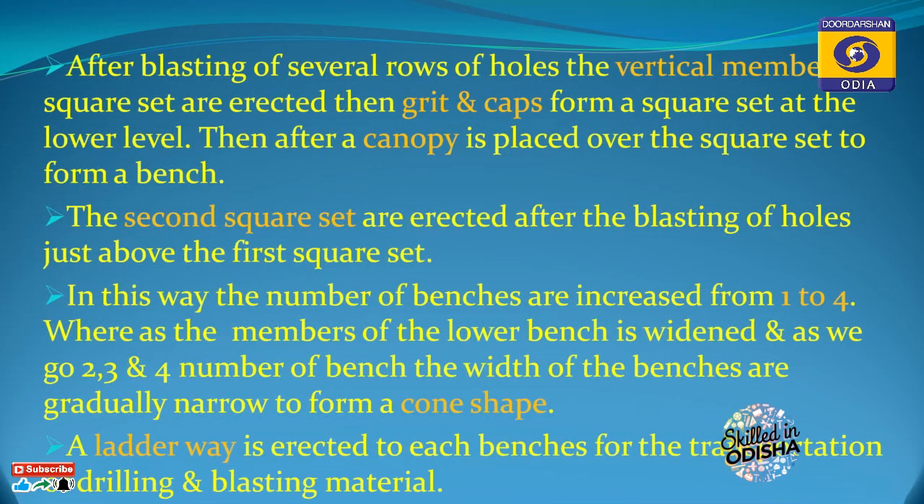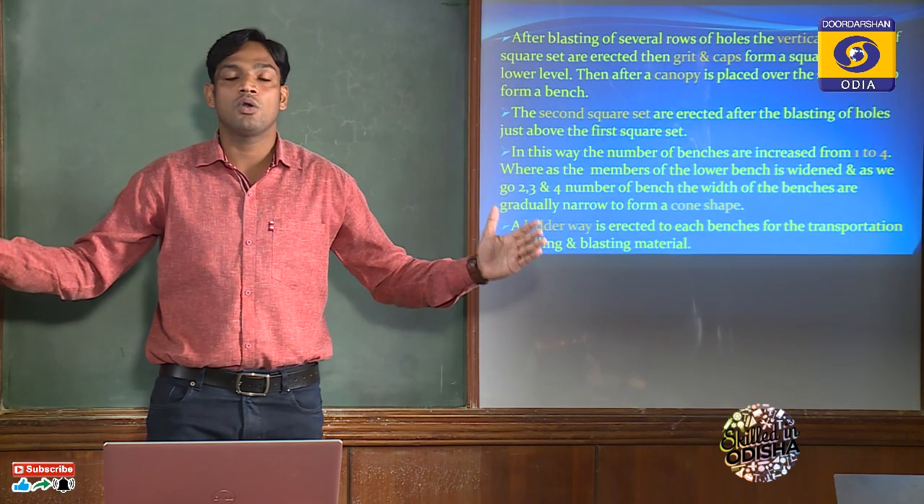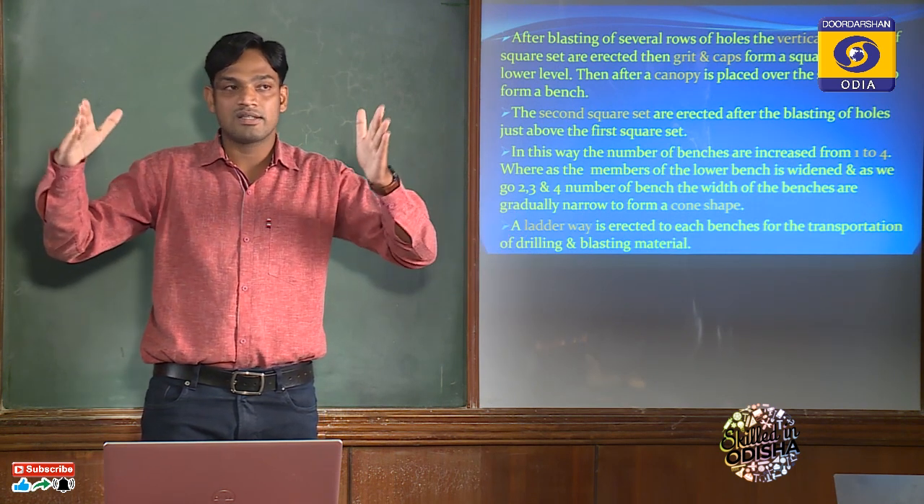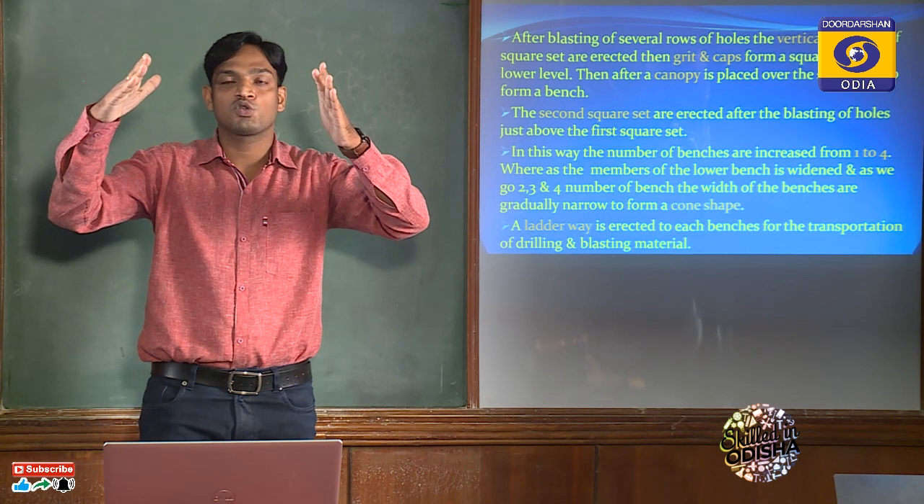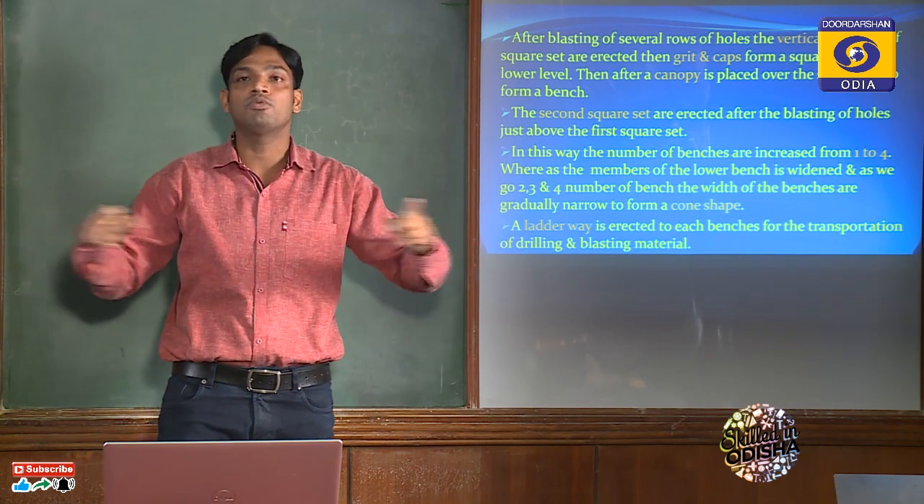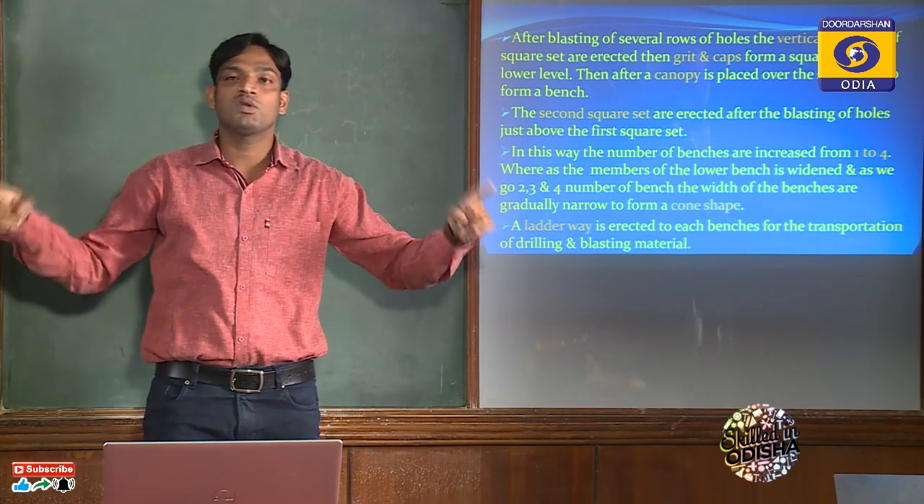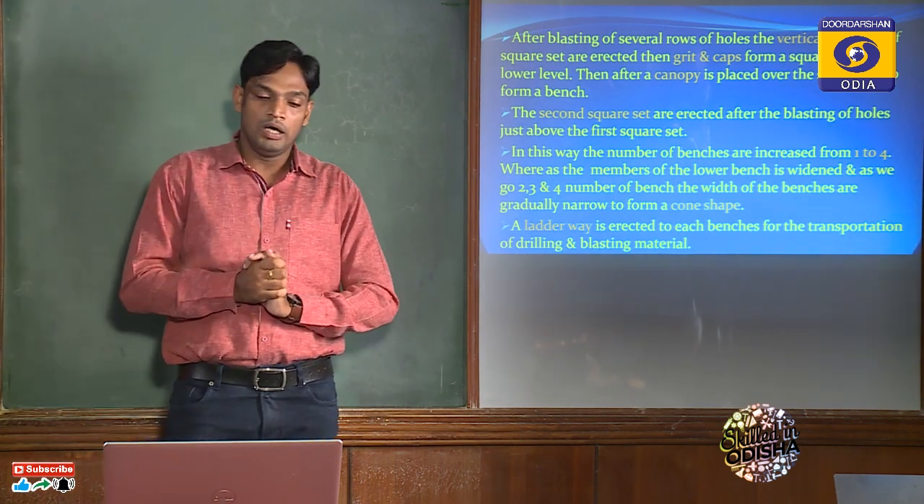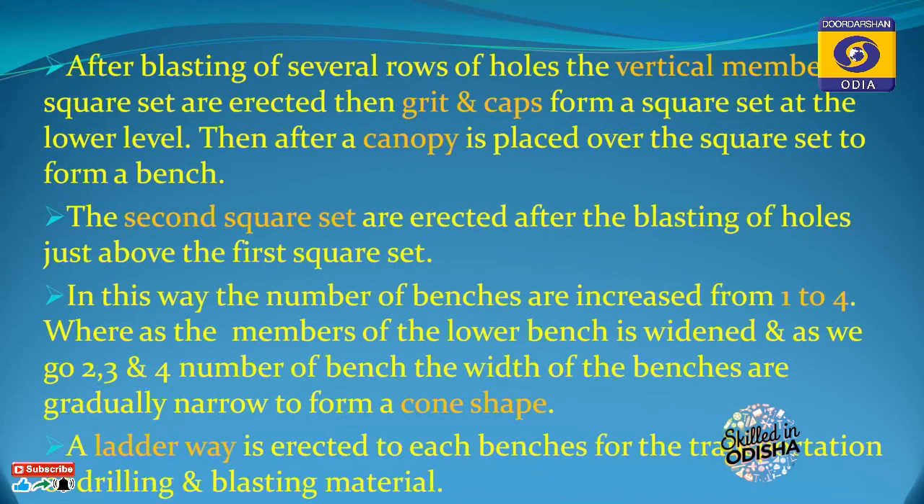Always remember, the lower bench is always widened, and then there are gradually fewer square sets, so that it cones up to the upper main level. The width of the benches gradually narrows as we go to the 2nd, 3rd and 4th bench, forming a cone shape.